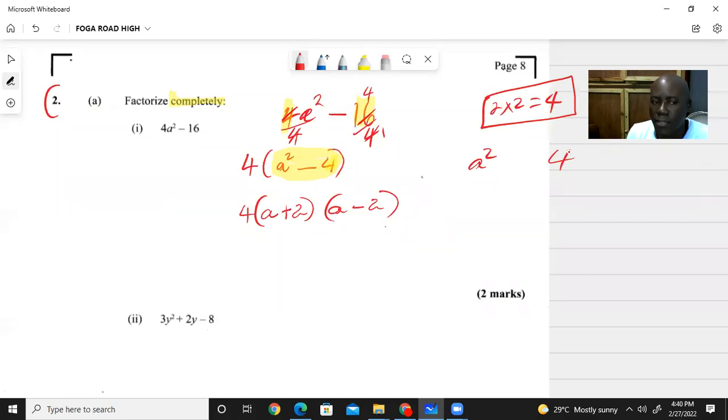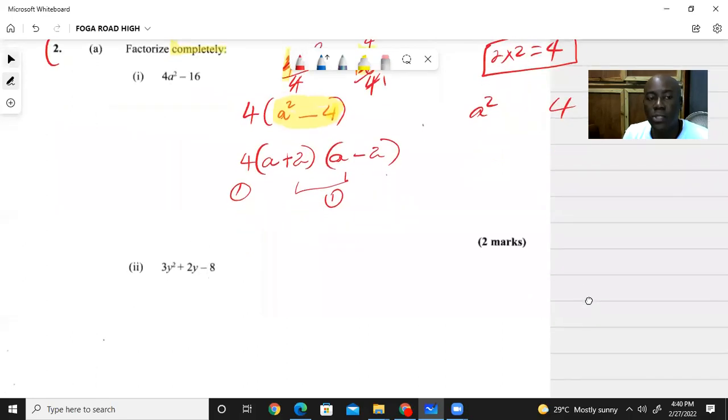You will get 2 marks for this. 1 mark is to take out the 4, and the other mark is to do this. So that's how you would have gotten the 2 marks. All right, so this one is kind of special. It's the difference of 2 squares that came out of that, and it's for 2 marks.